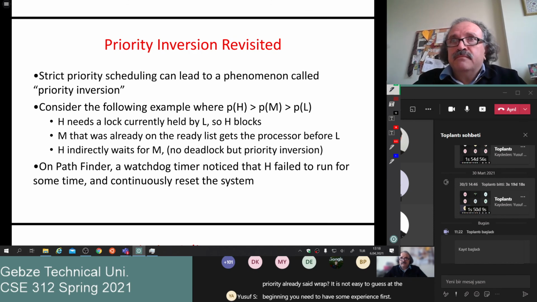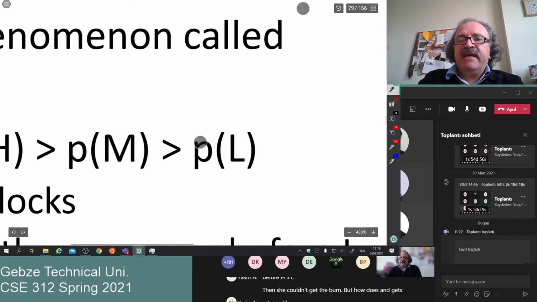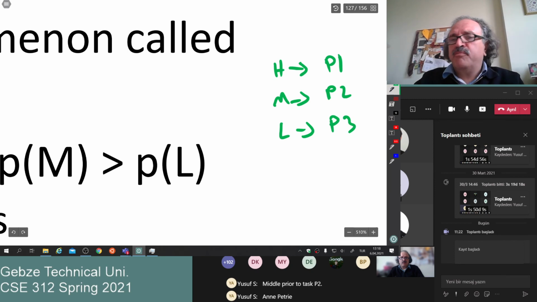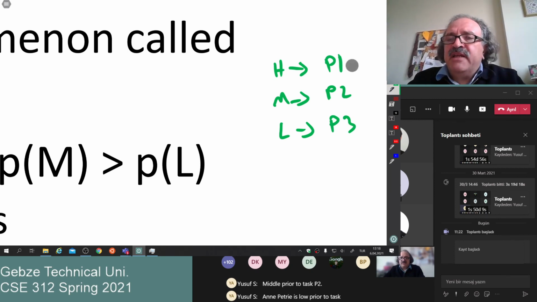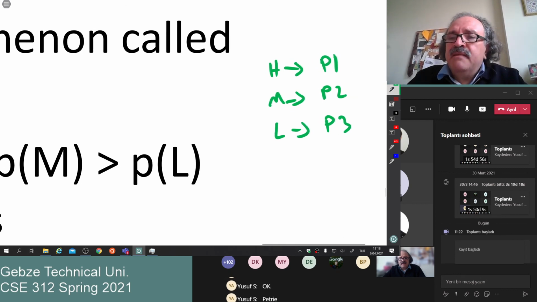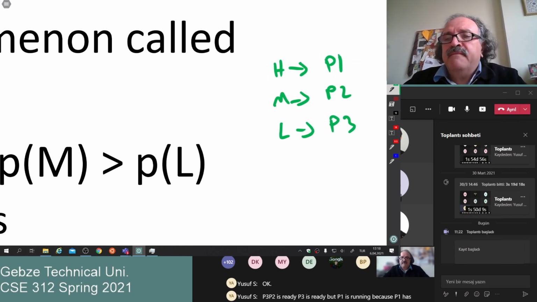So a student asked: how does M get its turn after L but before H gets one? H couldn't get the turn, but how does M get the turn? Let's say this, okay? I have a high priority task P1, a middle priority task P2, and P3 is the low priority task. P1 is running. P2 is ready, P3 is ready, but P1 is running because P1 has the higher priority.